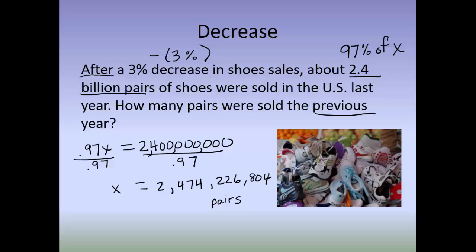So the shortcut for a decrease is to take your 100% and subtract the amount of the decrease if you know the percent, and then use that 97% as a rate to multiply by whether you know the original amount or not. You multiply that by the original amount, and that results in the final amount.